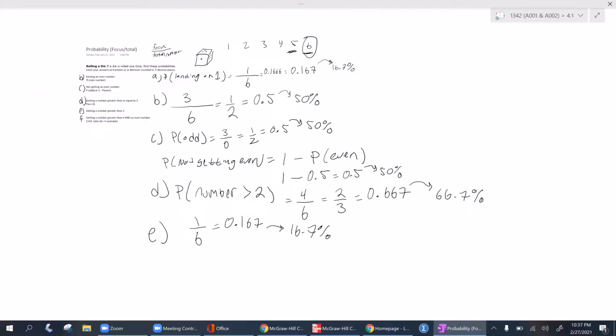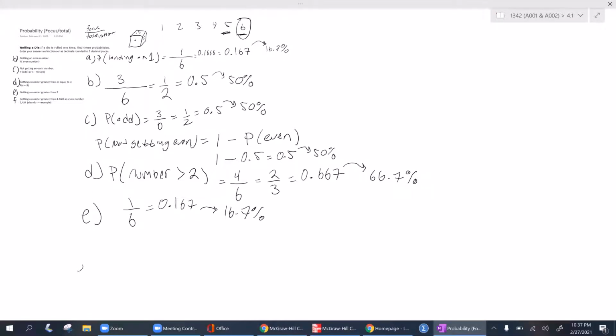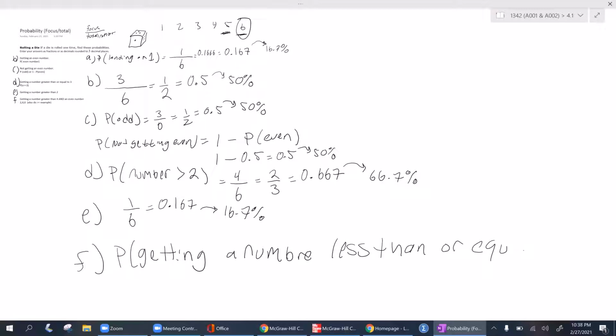Right, and we need to be careful with that word, greater than or equal to. So let's do another one. What is the probability of getting a number less than or equal to 4, and it is odd?